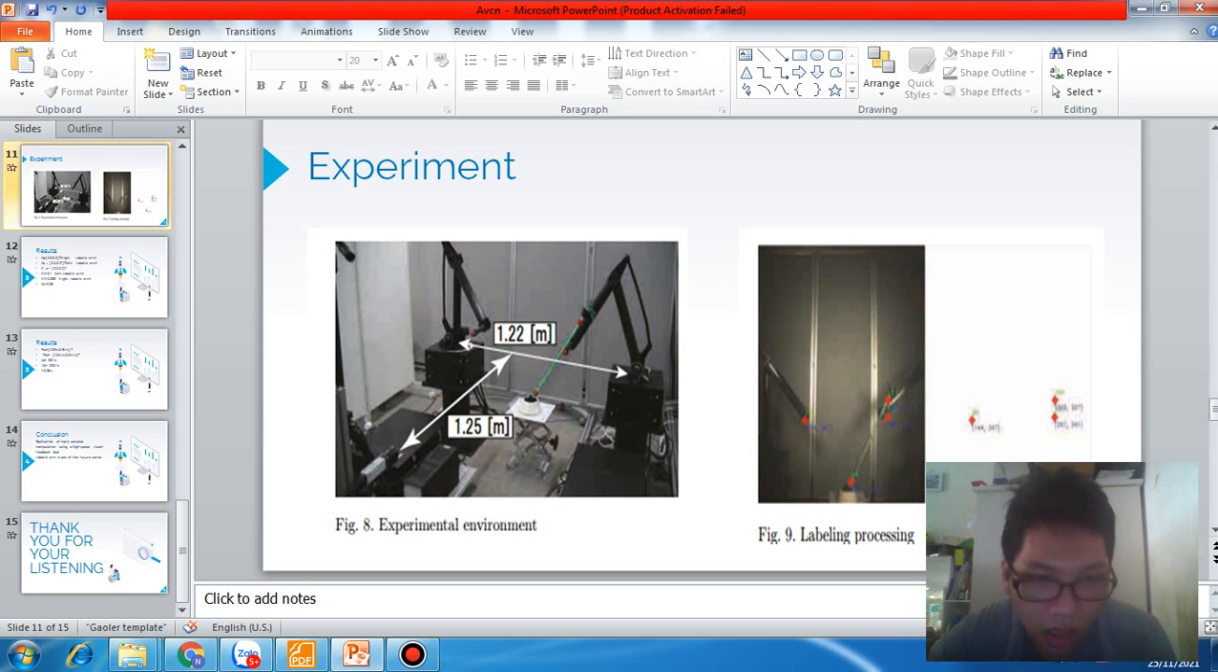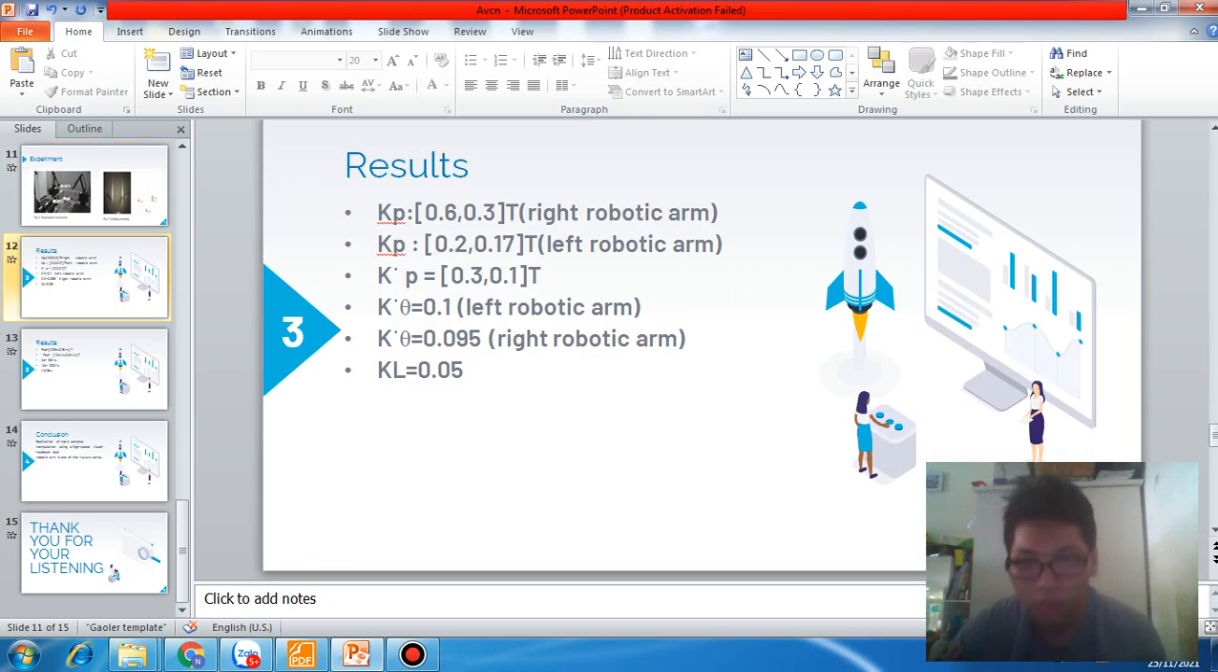Then this is the experimental environment. The distance between the two arms is 1.22 meters. The distance from the sensor to the center of the two arms is 1.25 meters. Here is the labeling processing. And after the experiment, we will have results.